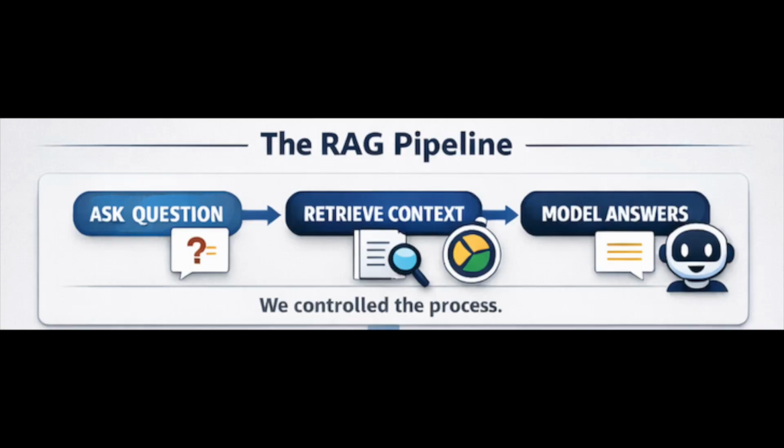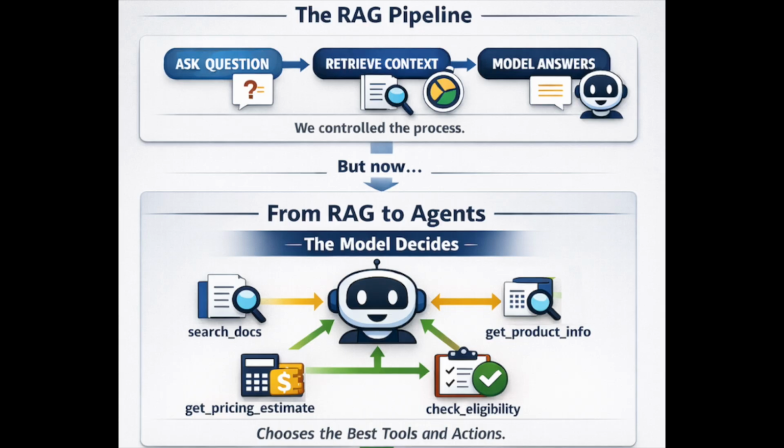The model just answered. In this video, that changes because we're going to give that model a set of tools, and we'll let it decide what to do: which tool to call, what arguments to pass, whether to call one tool or three, whether to search a document, hit a structured lookup, or just answer directly. The model figures that out, not us. And that's the shift from RAG to agents.